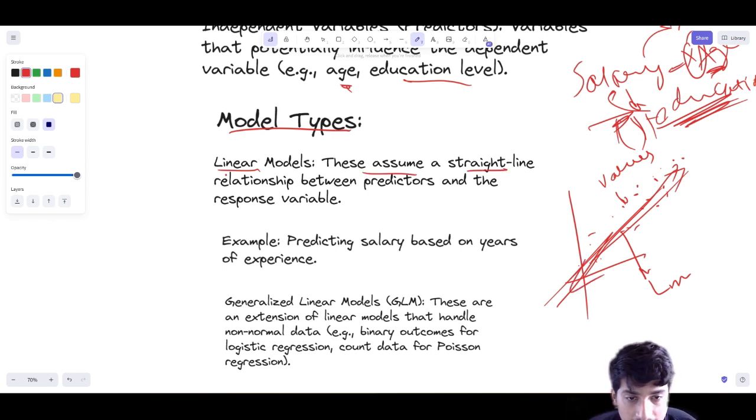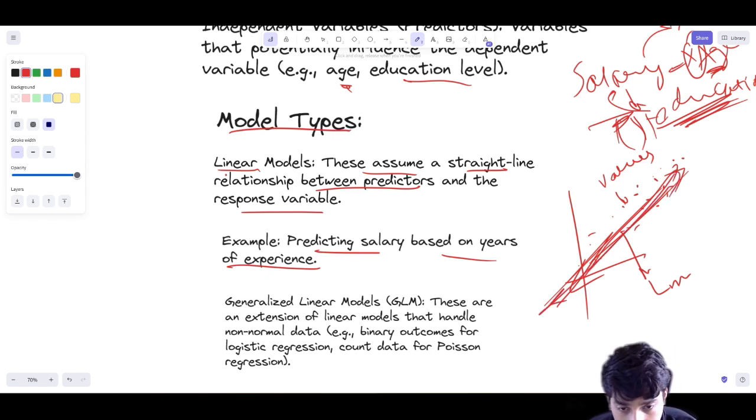These assume a straight line relationship between predictors and the response variable, for example predicting a salary based on years of experience. So this could be one of the linear model lines for your salary.